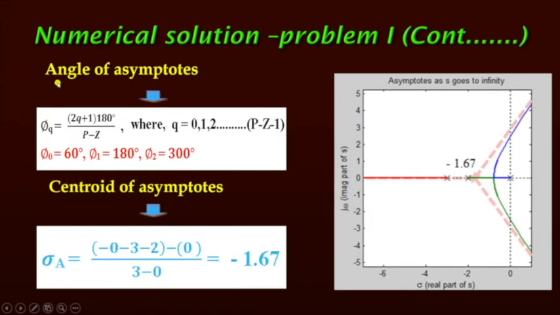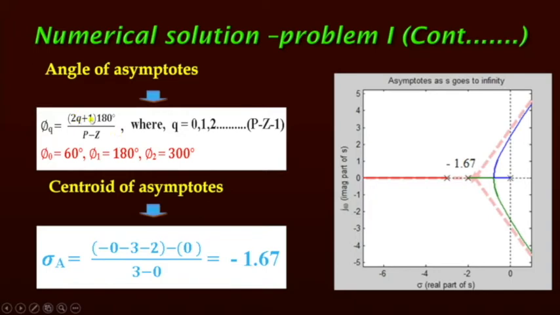Then calculate the angle of asymptotes. This formula is phi q equal to (2q plus 1) into 180 degrees divided by P minus Z, that means number of poles minus number of zeros. So the number of poles is 3 and the number of zeros is 0. That means 3. If we consider q equal to 0, 1, 2, that means 3, so there are 3 asymptotes. Find the 3 angles of asymptote.